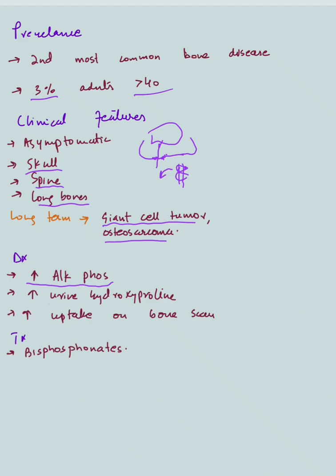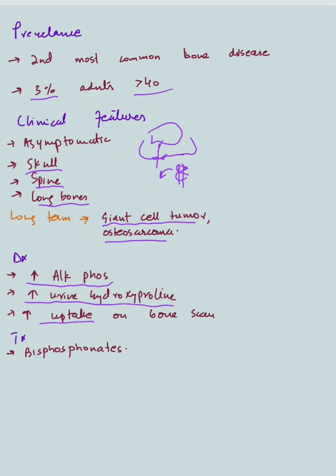Then another thing that can be present in Paget's disease is increased urine hydroxyproline, and the reason for that is because hydroxyproline is a breakdown product of collagen, so it's actually a marker of increased bone turnover, which occurs in Paget's disease. Then on bone scan, there will be increased focal uptake. That's another finding in Paget's disease.